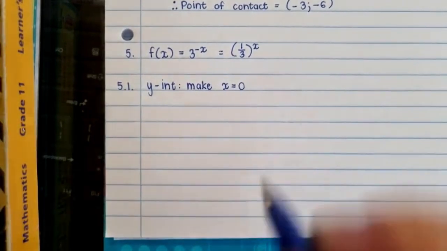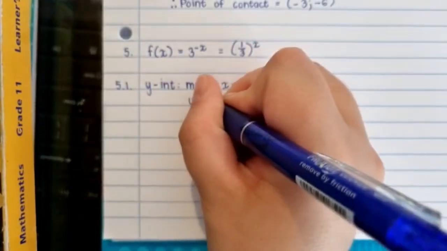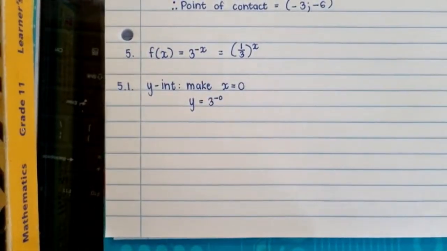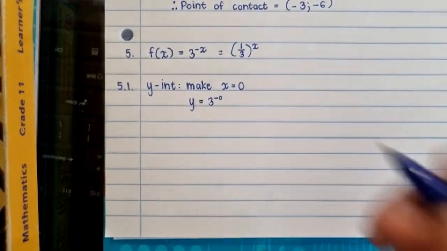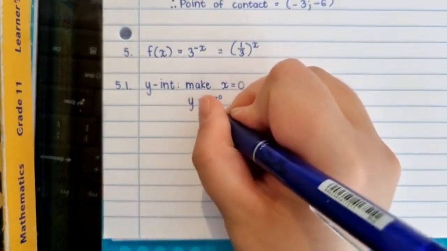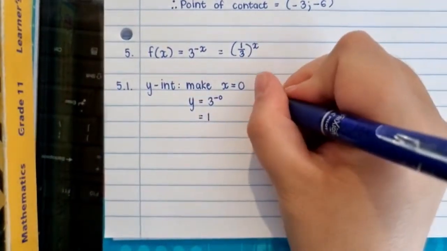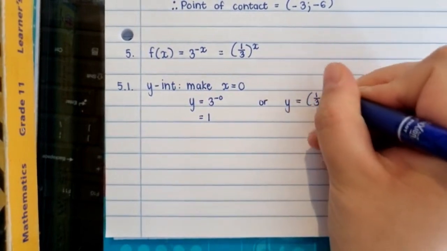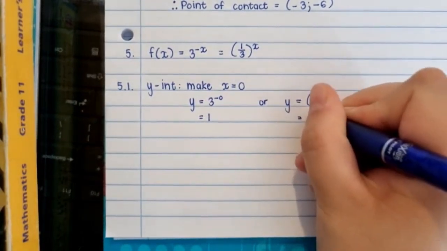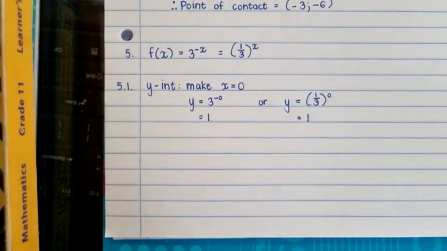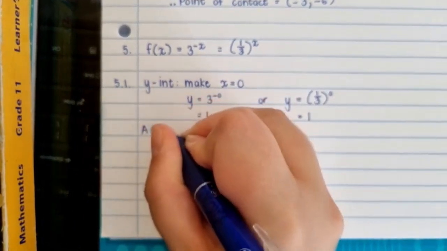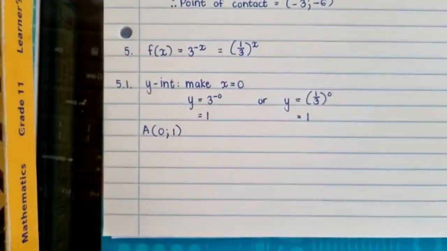All right, so yes, it is 0, 1. So y is going to be 3 to the negative 0, which, I mean, negative 0 isn't really a thing. That's just 0. And that will then give you a y value of 1. Or if you worked with this form, you would say y is a third to the power of 0. And we all know that anything to the power of 0 is 1. Okay, so A is the point 0, 1.